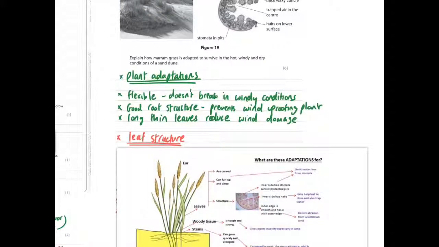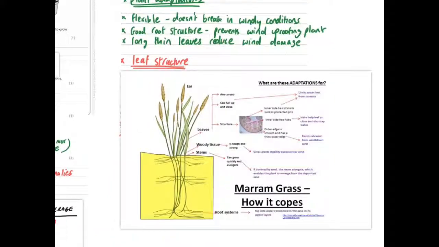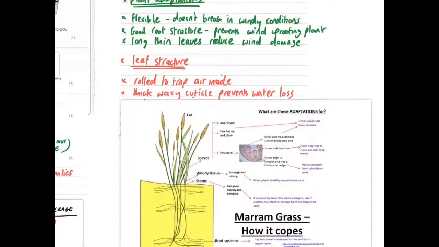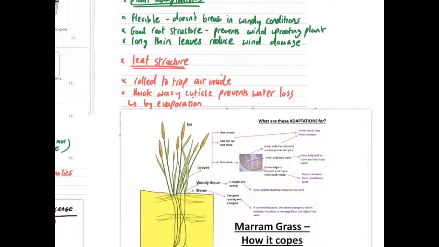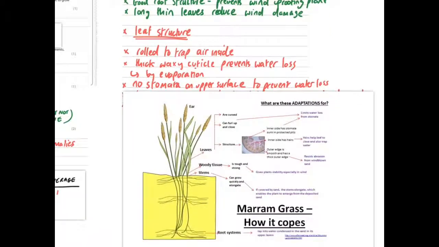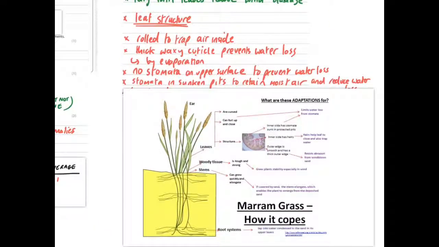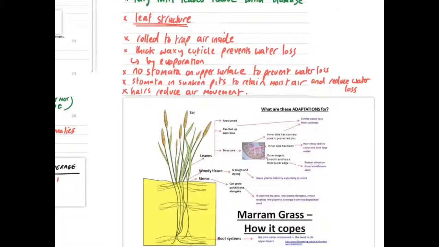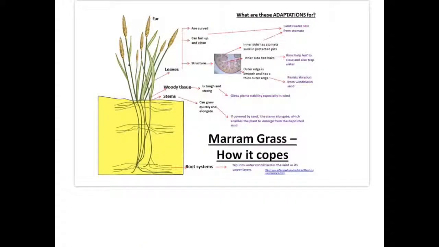The leaf structure: rolled to trap air inside, thick waxy cuticle prevents water loss by evaporation, no stomata on upper surface to prevent water loss, stomata in sunken pits to retain moist air and reduce water loss. Hairs reduce air movement as well and also trap moisture. But if you want to pause and have a look, this image summarizes it quite well.